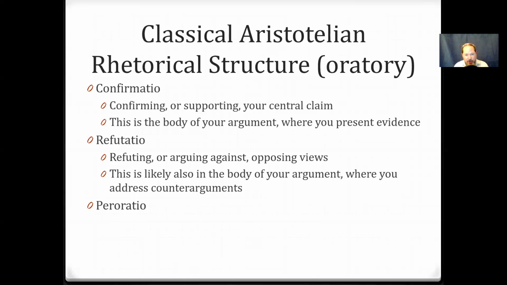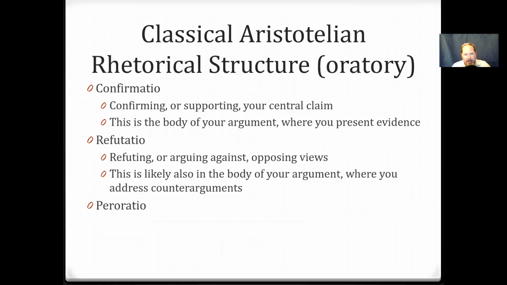Remember, though, if you are going to devote entire paragraphs to the opposing viewpoint, you have to be refuting it or arguing against it. Otherwise, if you're just giving equal time to both sides of an argument, you're just writing an informative essay, not an argument. You're just saying some people say this and some people say this, and then you let the reader decide.